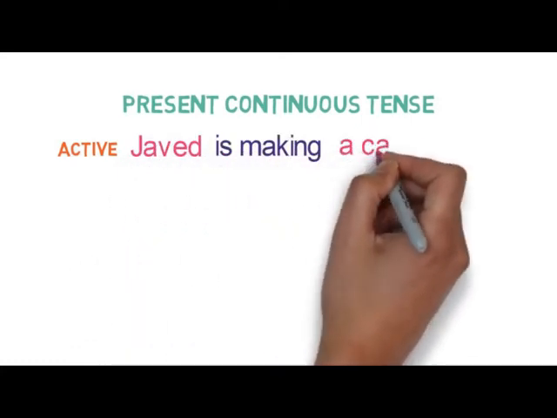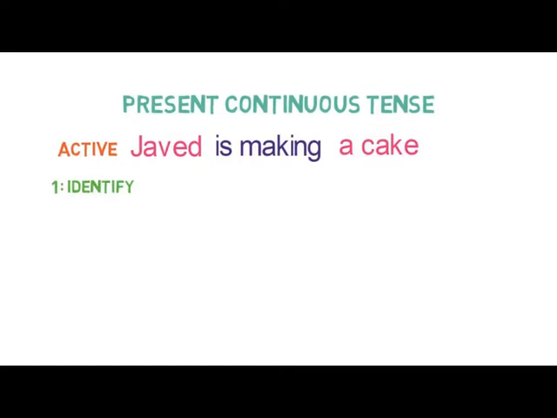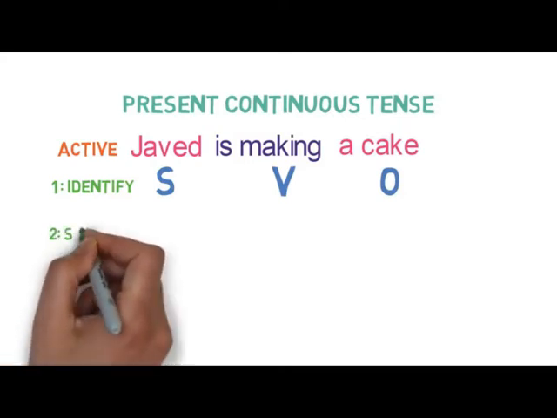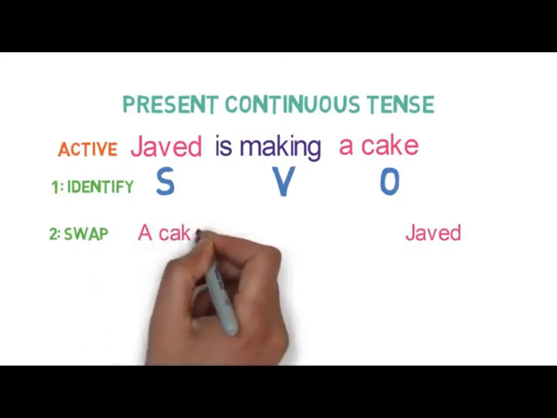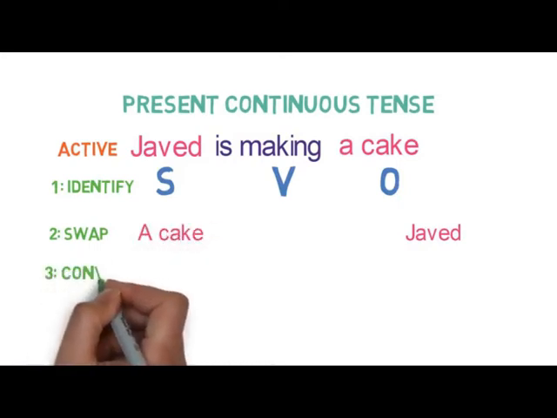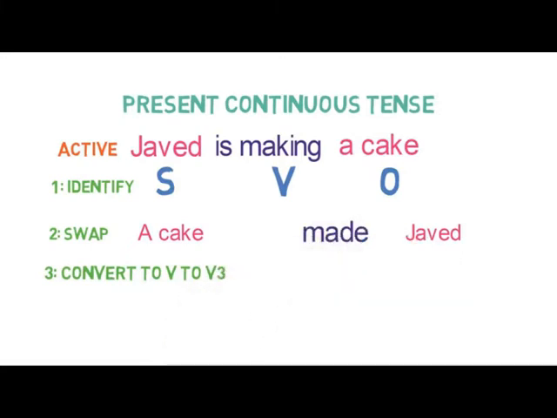Now let's see the present continuous tense. Javed is making a cake. Now we will identify the subject, that is Javed. The verb is making. Then the object, a cake. Step 2, we will swap subject with object. We will start with cake, then Javed will be at the end.